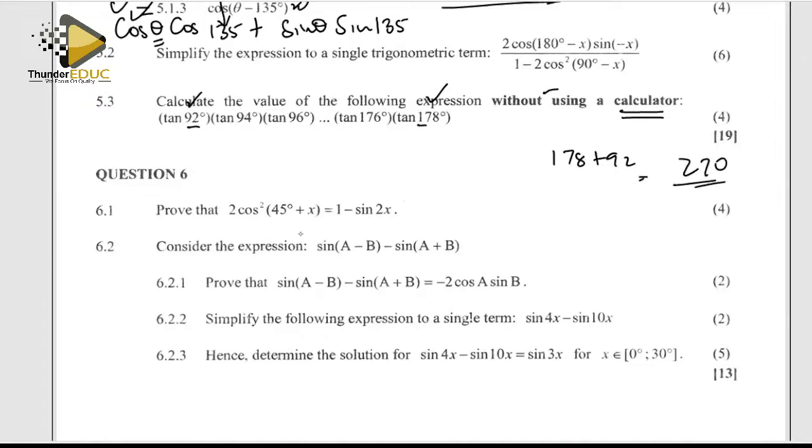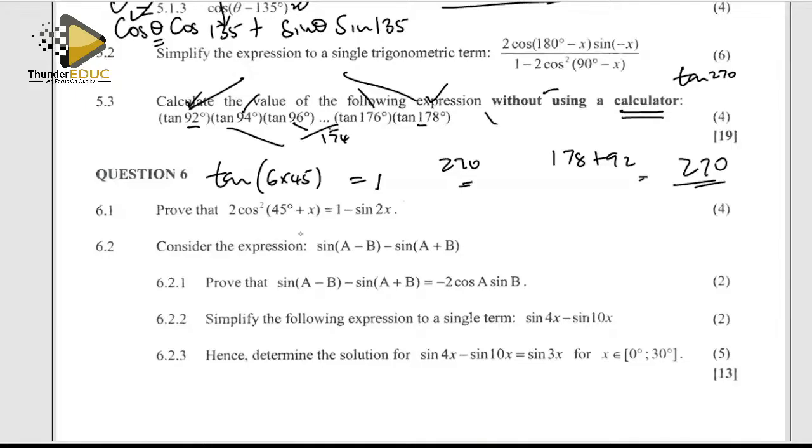Now this 270, if you're looking for the tan, let's say we have the tan of 270. How many 45s are in 270? 270 divided by 45, we have 6 of them. So it would be the same as tan of 6 times 45, and we know that the tan of 45 is just 1. Look at 94 and 176. 176 plus 94, we still get 270. 96 and whatever comes there, which is supposedly 174, you get 270. Meaning that if we multiply these together, we're just going to end up with an answer of 1.